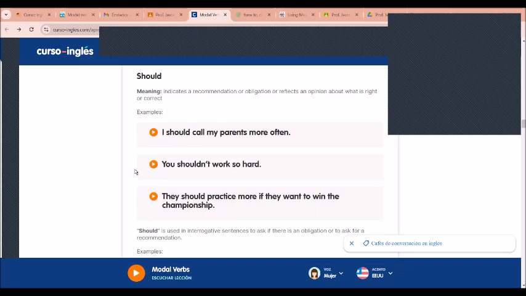Yeah, teacher. Meaning: indicates a recommendation or obligation, or reflects an opinion about what is right or correct. Examples: I should call my parents more often. You shouldn't work so hard. They should practice more if they want to win the championship.